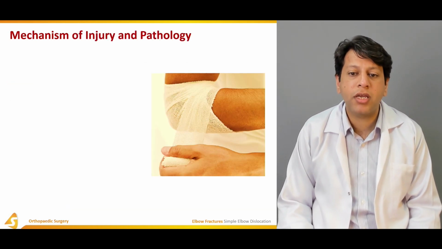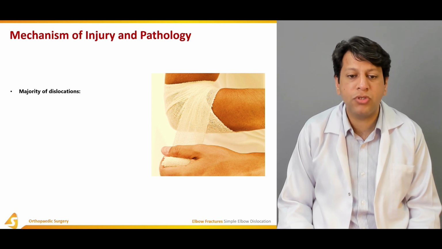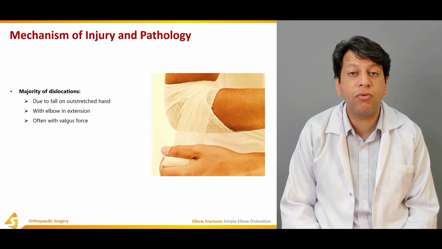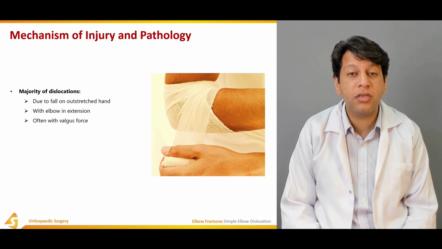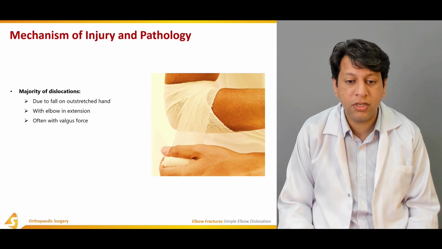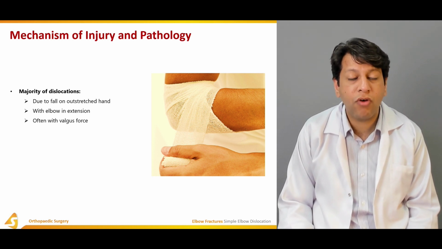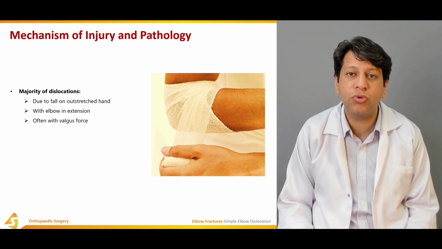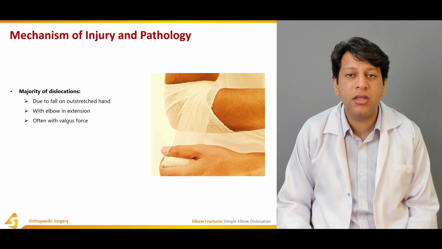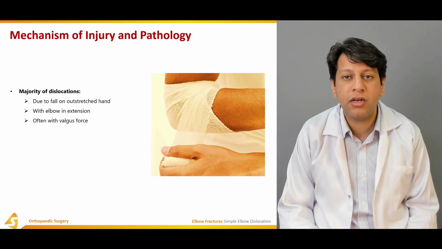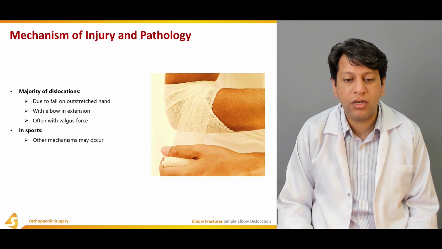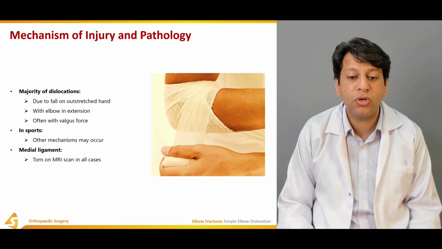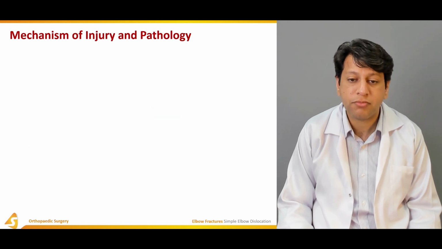Now coming to the mechanism of injury and pathology. The majority of dislocations are due to a fall on the outstretched hand, especially a posterior lateral injury with the elbow in extension and often with a valgus force. That is why more than 90% of injuries result in posterior lateral displacement of the olecranon. In sports, other mechanisms may occur, especially where the medial ligaments may be torn, which could be seen on MRI scans in all cases.